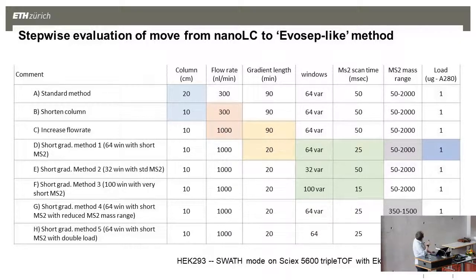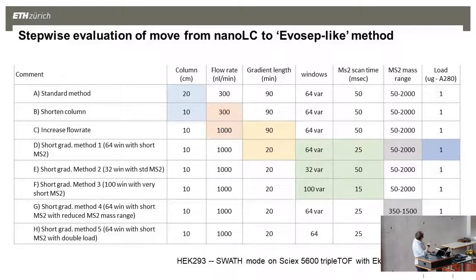So the first thing we did was shorten the column a little bit, because we know we're going to have to use a shorter column with the Evosep, and then we increased the flow rate from 300 to 1,000, basically one microliter per minute. Then we reduced the gradient from 90 minutes down to 20 minutes, and then we tried a whole bunch of variations of different methods in the DIA acquisition method, either 64, 32, or 100 windows.